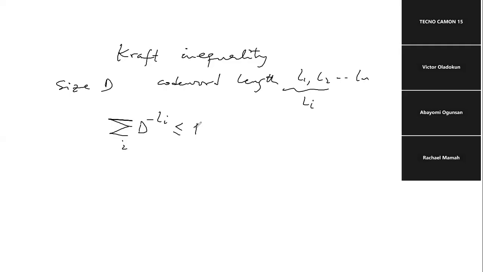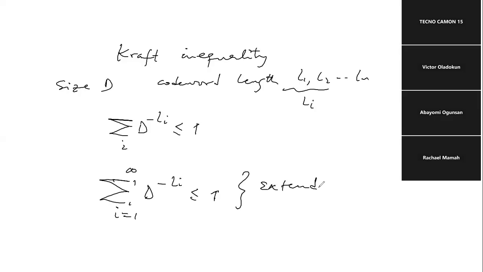So if we are given a set of code word lengths that satisfies this inequality, then what we are trying to say is that there exists an instantaneous code with these code word lengths. But if they do not satisfy this Kraft inequality, then there's a problem with decodability. Now if we are given an infinite prefix code, such that i now ranges from 1 to infinity, then this is more like an extension to the Kraft inequality. So we now have sigma D to the power of minus l i less than or equal to 1, and we call this the extended Kraft inequality.